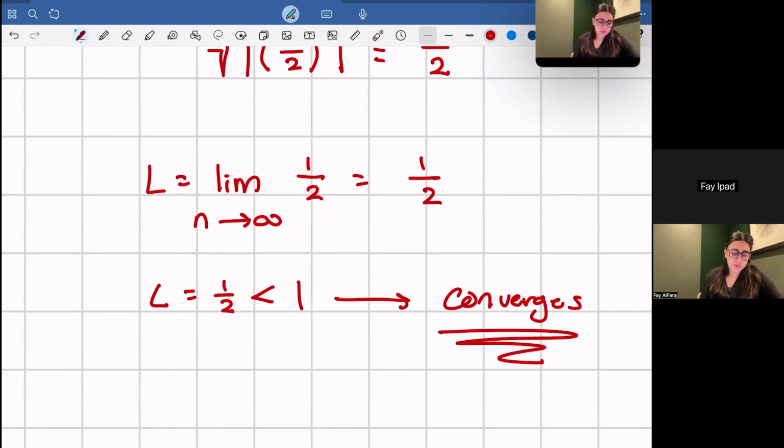So that's it. The root test basically is that easy. It's a quick way to test the convergence or divergence of a series. So thank you for watching and I hope you understood.